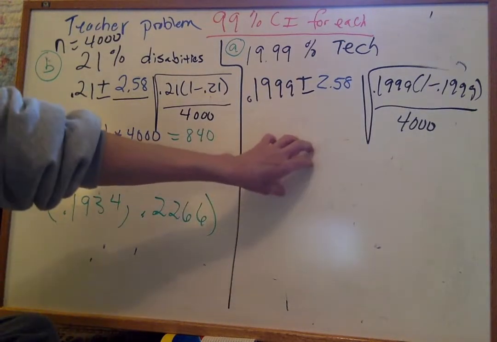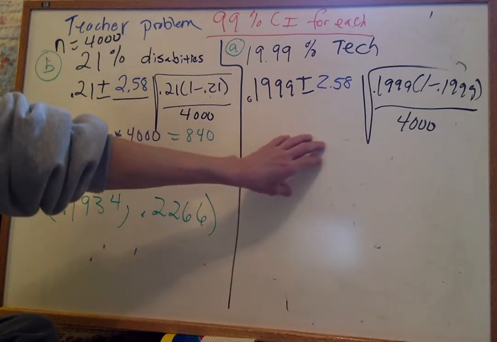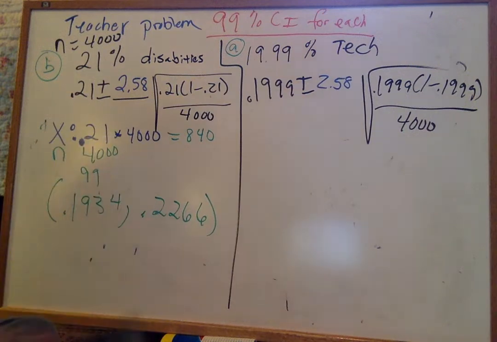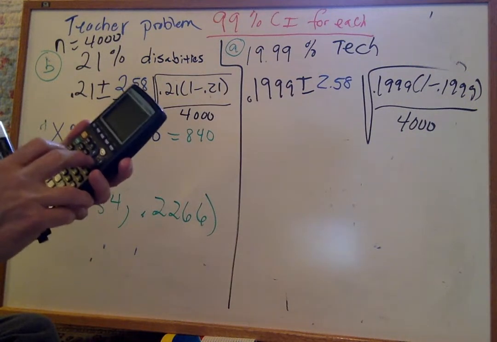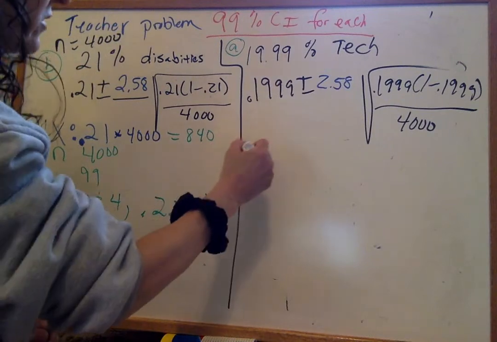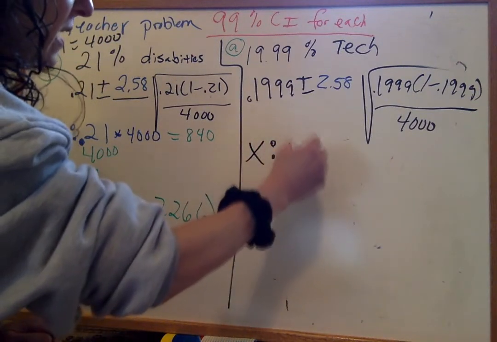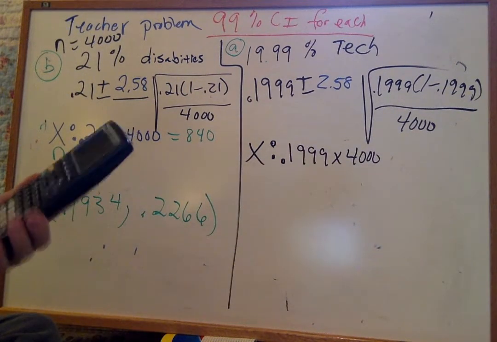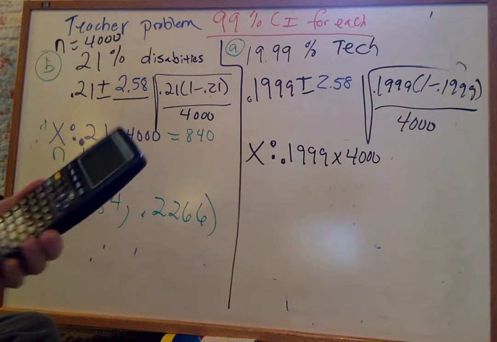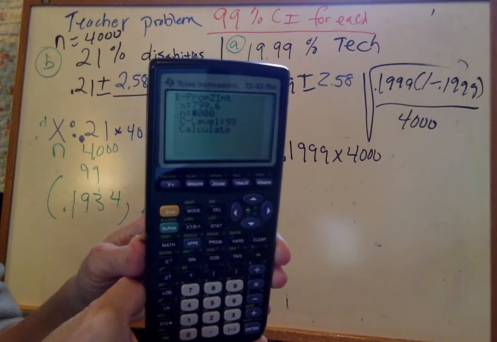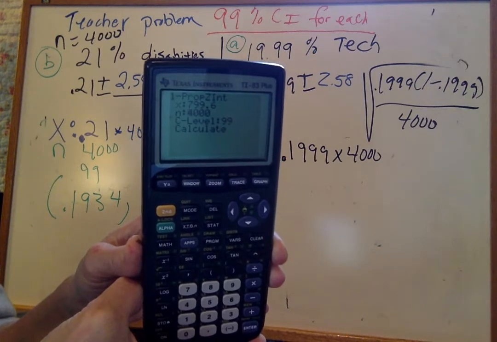Now let's do technology. This one's even harder for the calculator. This is the one that 30% of you are going to get an error on your calculator if you do not practice this. So grab your 1-PropZInt. For that X, we're going to start by typing 0.1999 times 4,000. But then look at what happens when you do that. You get 799.6. If you try to hit calculate right now, you will get a domain or dimension error.